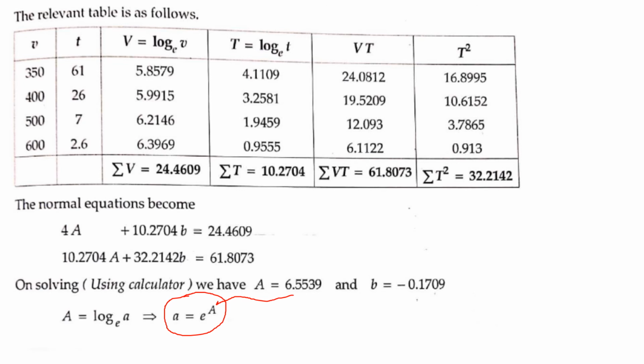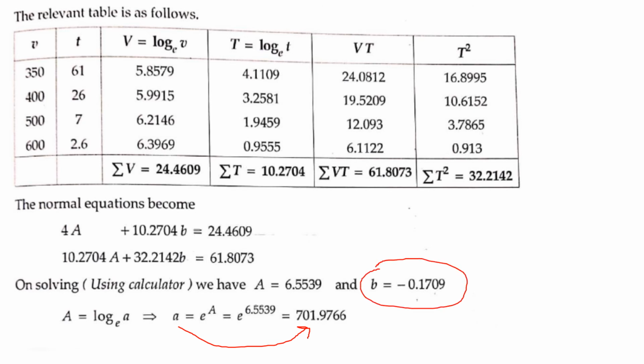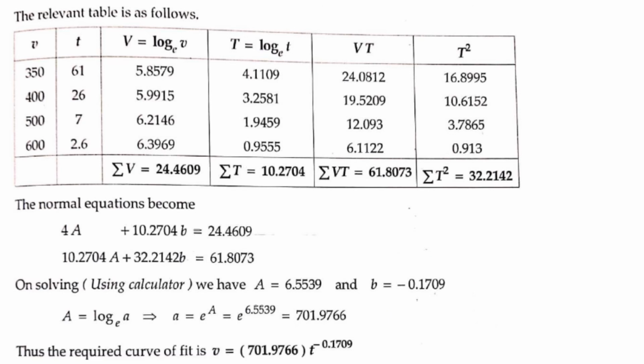Let us put here in the place of capital A. Using the scientific calculator, you get the value of this as, so the small a value is this and small b is this. Let us substitute these two values in the given expression. So this is the given curve which we have fit here for the given data.